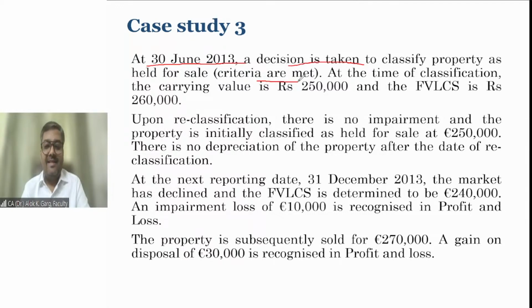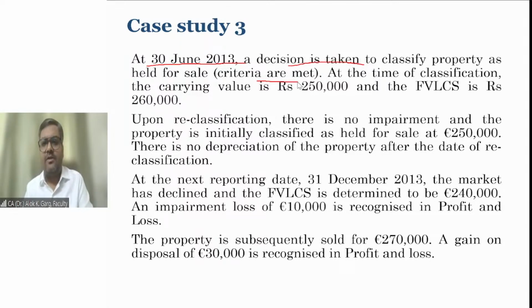What is lower in this case? The carrying value is 250, fair value less cost to sell is 260. What is lower? Of course, carrying value is lower. So what is the accounting entry? Non-current asset held for sale account debit to property, plant and equipment account. And at what value? 2,50,000.